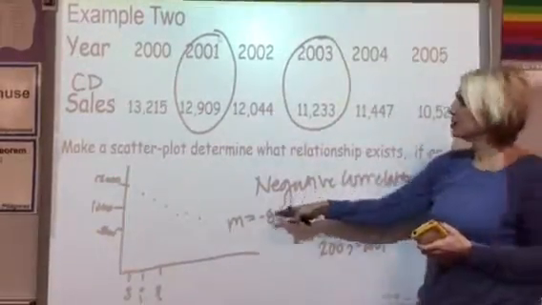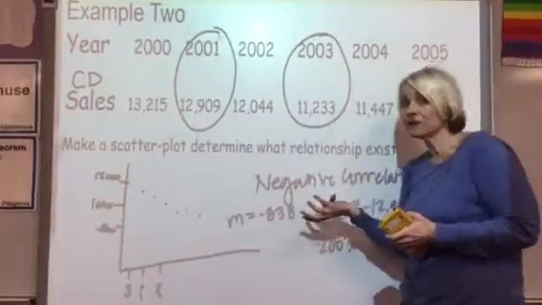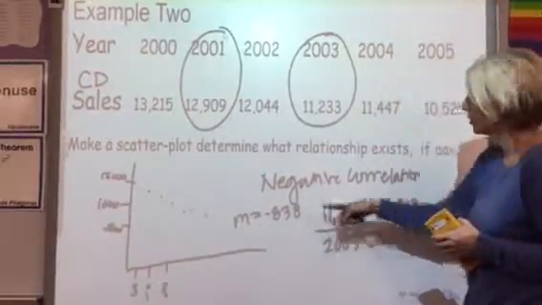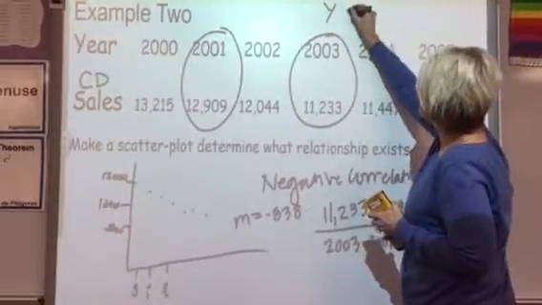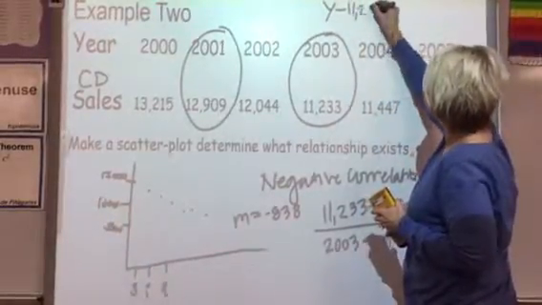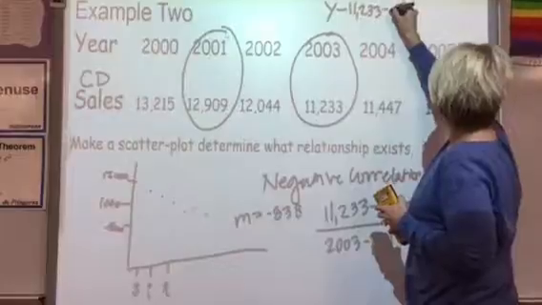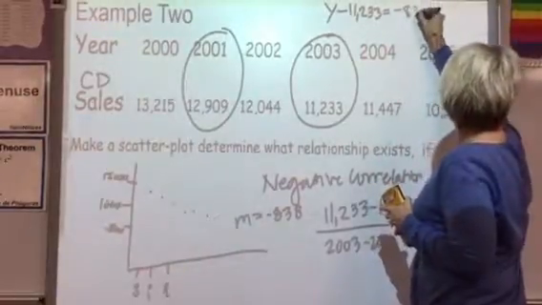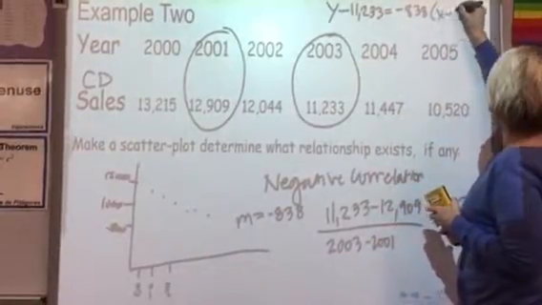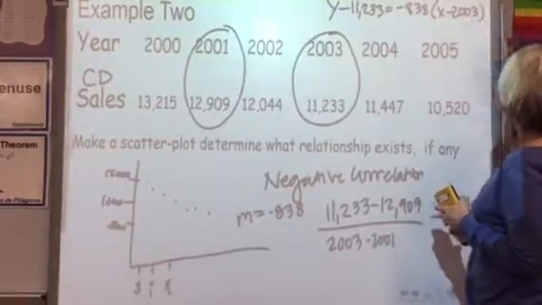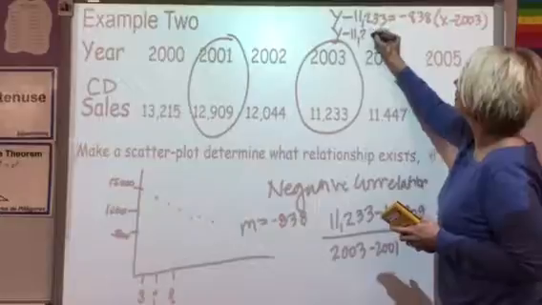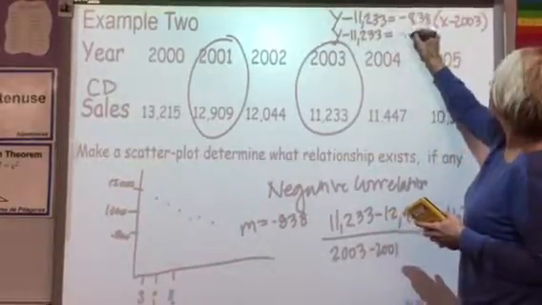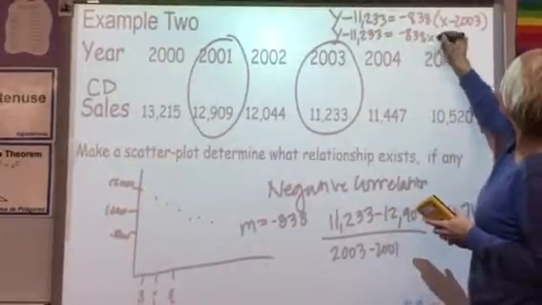Now to get the equation of that line, you can use a point and a slope and use the point-slope formula. You could plug in values and solve for b, because you've done both. I'm going to go ahead and use the point-slope formula. So I'm going to say y minus 11233 equals negative 838 times the quantity x minus 2003. We're going to go ahead and solve like we did in the last couple lessons. So I'm going to distribute first.